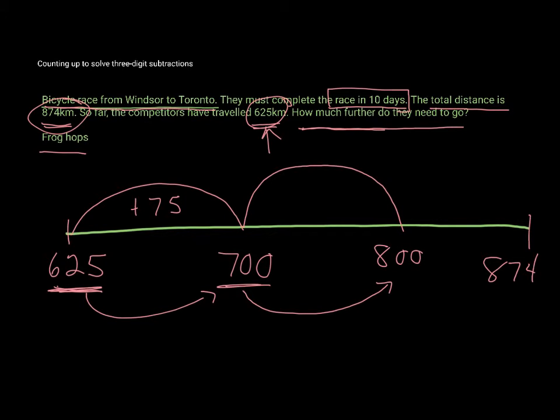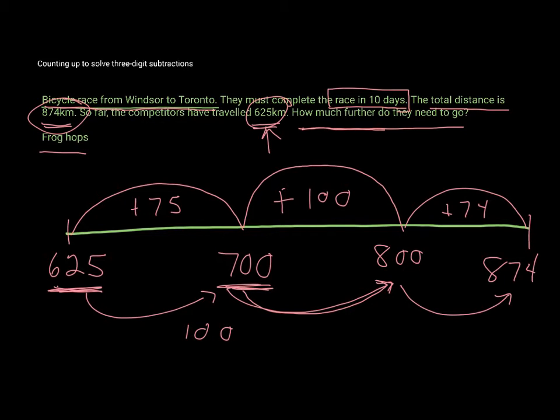Okay, what did we add to 700 to get to 800? Well, we added 100. Okay? And now we just work out, what did we add to 800 to get 874? We added 74. All right, and now all we do is we add up the three hops. We add up the 100, we add up the 75, and we add up the 74. Okay? Which will give us 249.